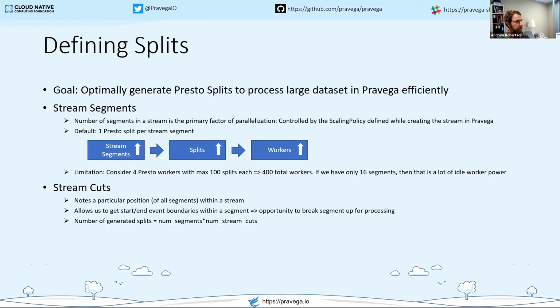That brings us to the next point, which is stream cuts. A stream cut is a position across all the segments within a stream. With this, you can get start and end boundaries, so we can cut things up. If we have known stream cuts within a stream, instead of one split per segment, it becomes the number of segments times the number of stream cuts, because we're going to have one for each of those.